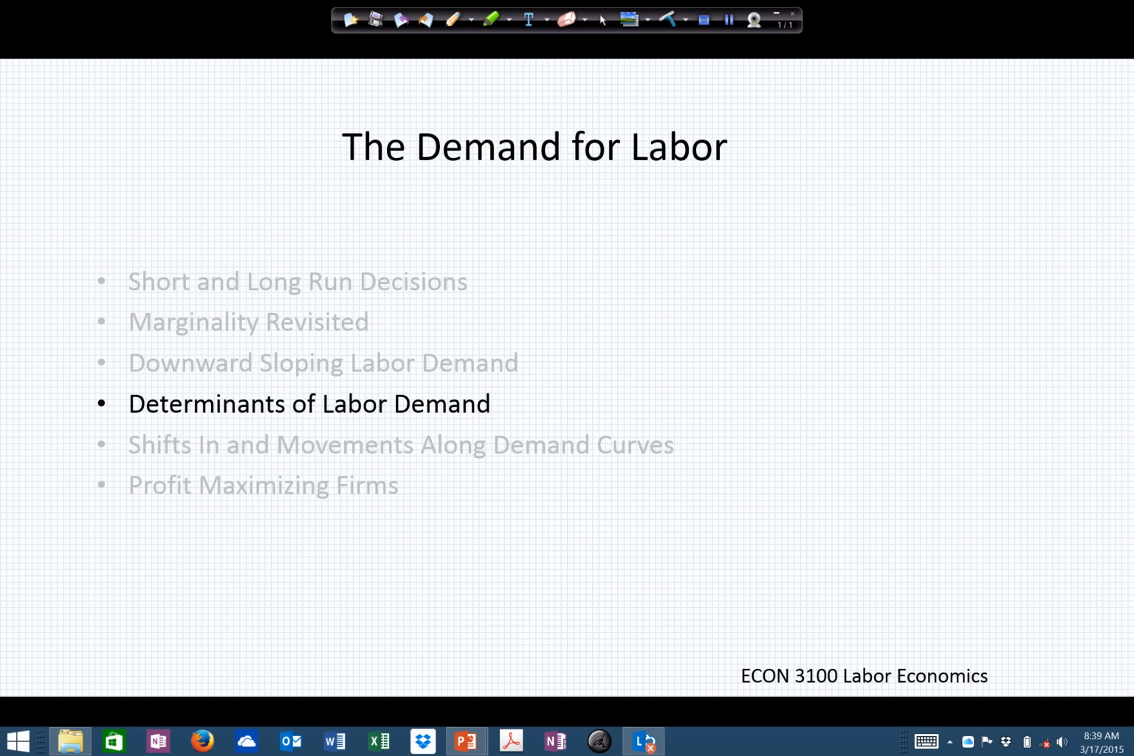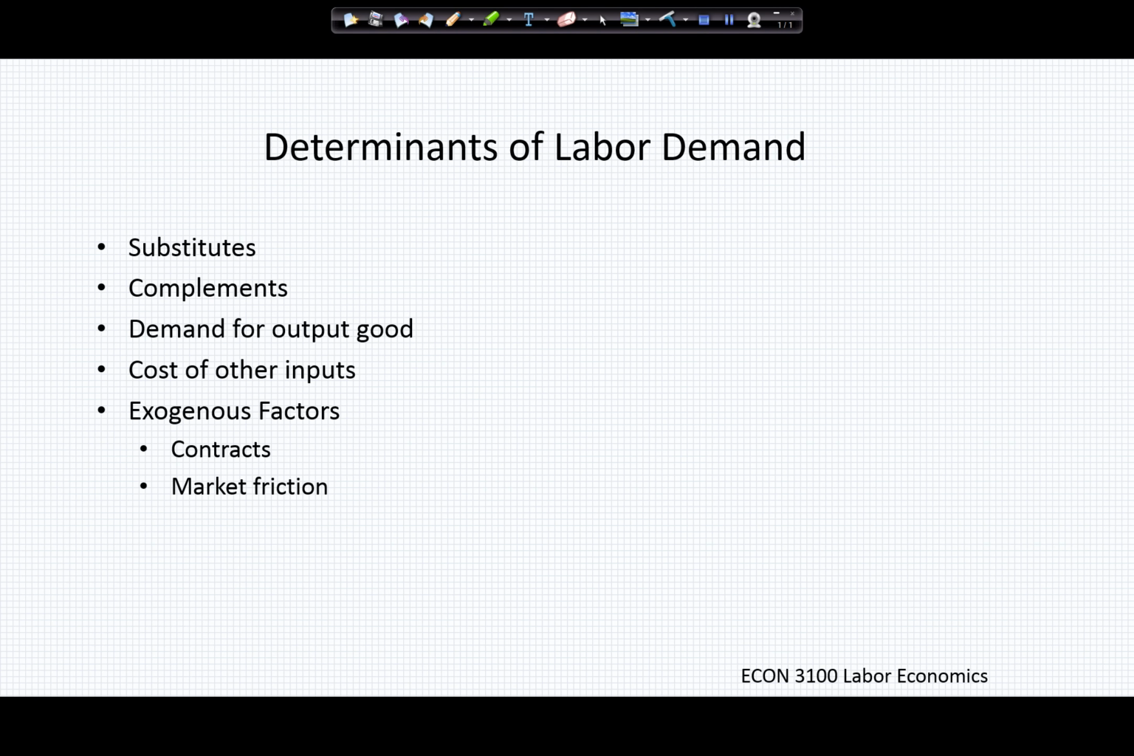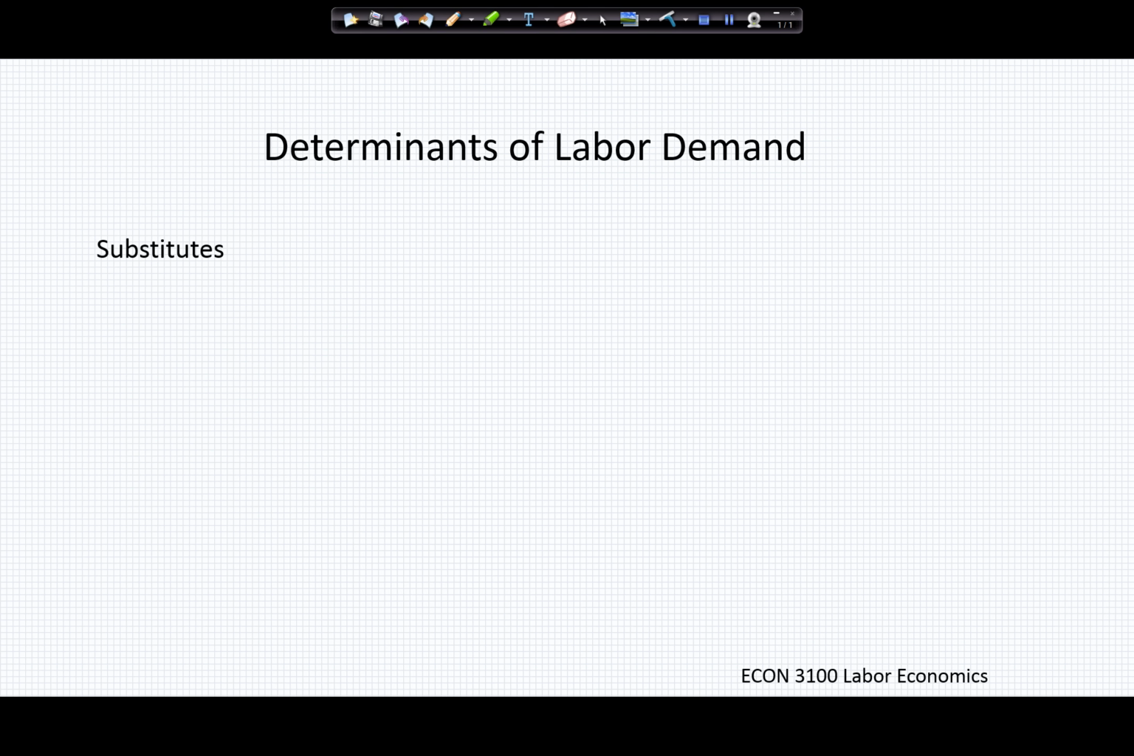In this segment, we're going to take a look at some of the determinants of labor demand, or what factors determine the location and slope of the demand curve in the labor market model. We'll consider the presence of substitutes for labor in the market. We'll consider complements. We'll look at demand for the output good that is being produced by labor. We'll look at the cost of other input factors, labor being an input to production, of course, and there are other inputs. And then we'll consider some exogenous factors such as presence of contracts or possibly even some other forms of market friction.